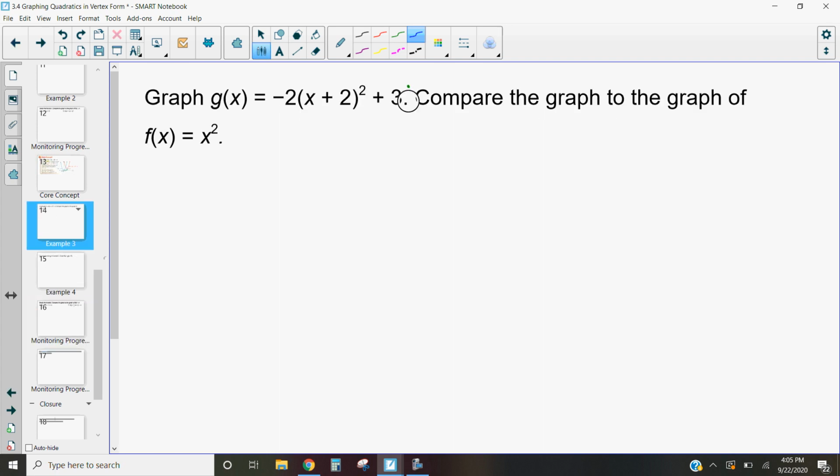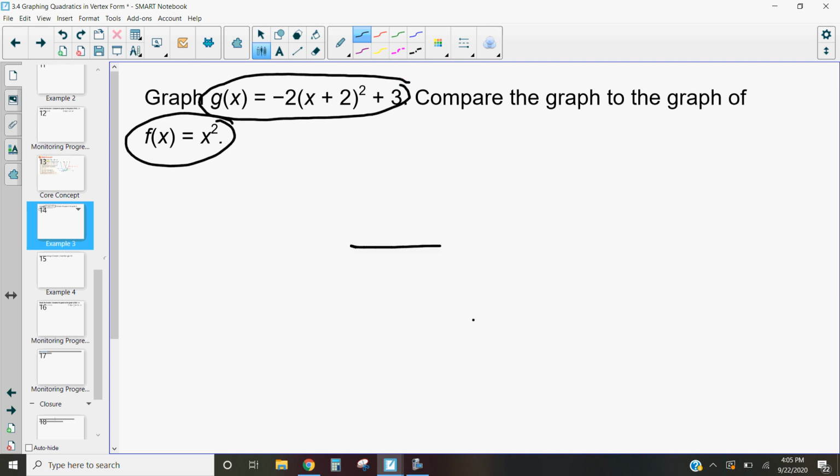So I want to graph f of x equals x squared and g of x equals -2 times (x plus 2) squared plus 3. Whoa. So I'm going to start by just graphing my original function. Okay, here is that x squared. Now I want to start in the same place, so I'm going to take this green one and trace it. Now my green one is going to be my new one here.